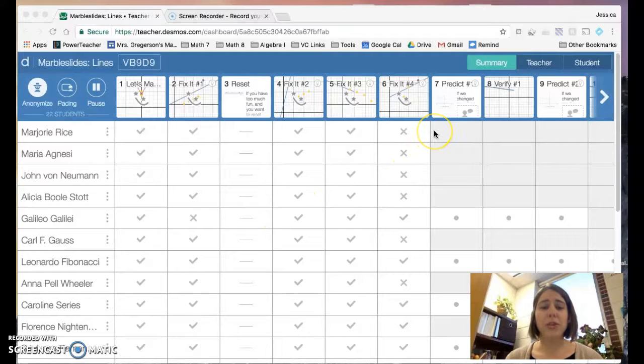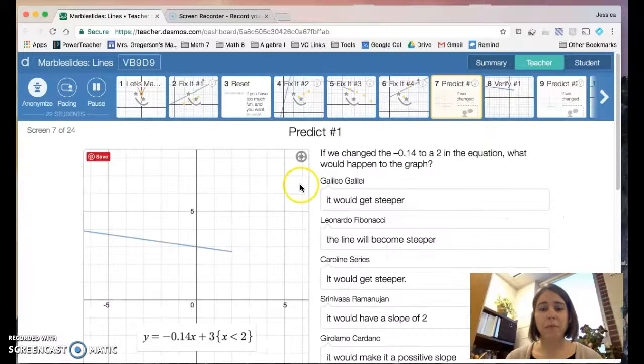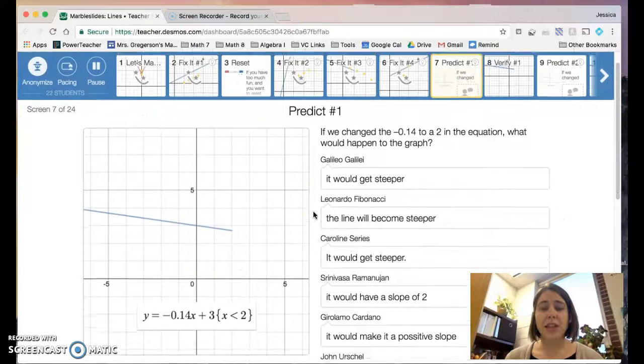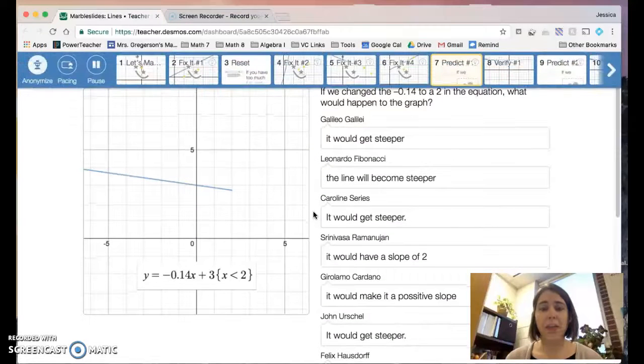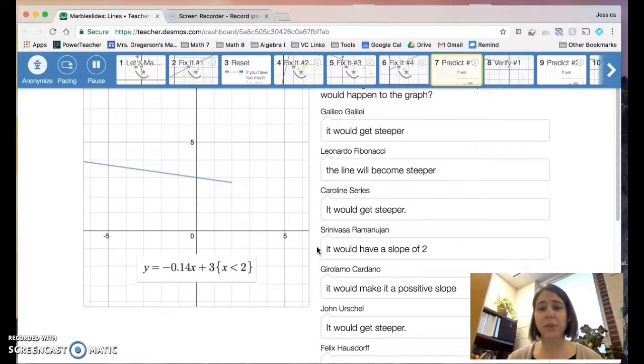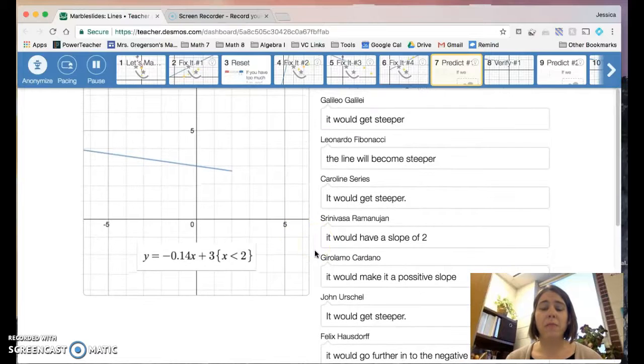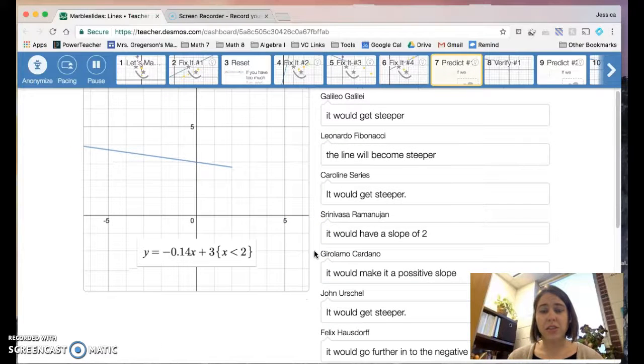So one piece from the teacher dashboard that is very powerful in leading class discussions is an example here on screen 7. When students have to type in answers on Desmos activities, all of their answers will show up on one screen. So as a class, this is the perfect time to pause the activity using the pause button up here and be able to talk about what we notice in people's answers.